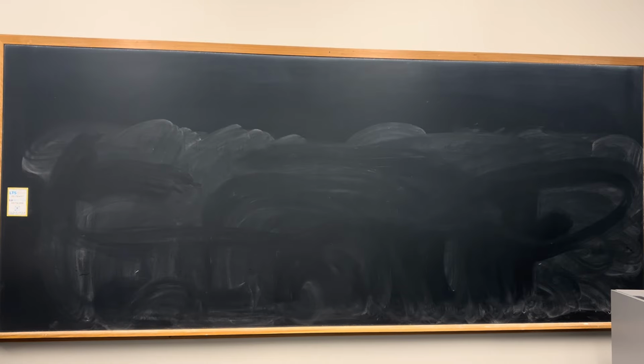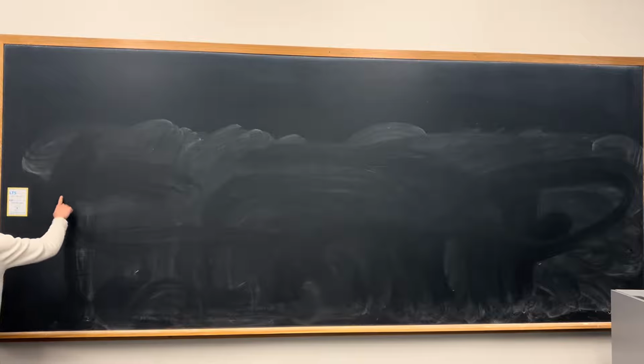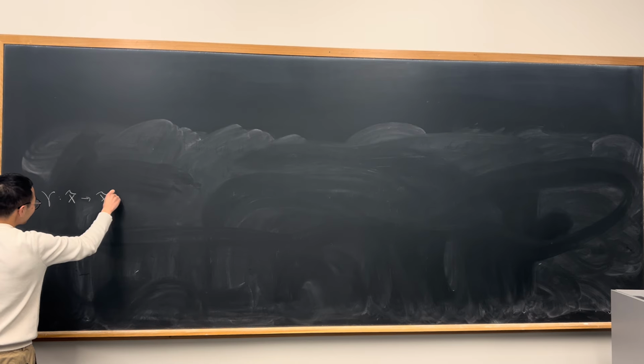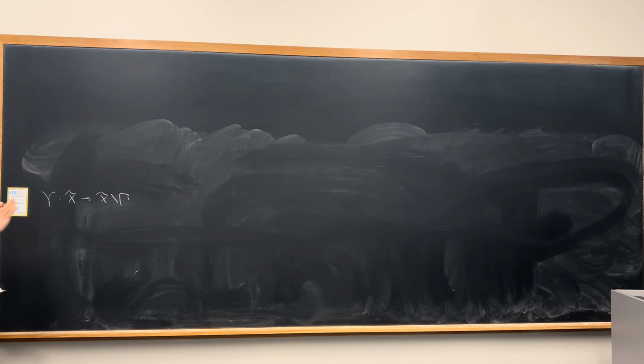So what do we want to show? Remember, we have defined a map gamma, right? The gamma is from this x tilde to x, the quotient space. Okay, so this is the gamma from this x tilde to x, the quotient space, and we show that this space is a quotient.